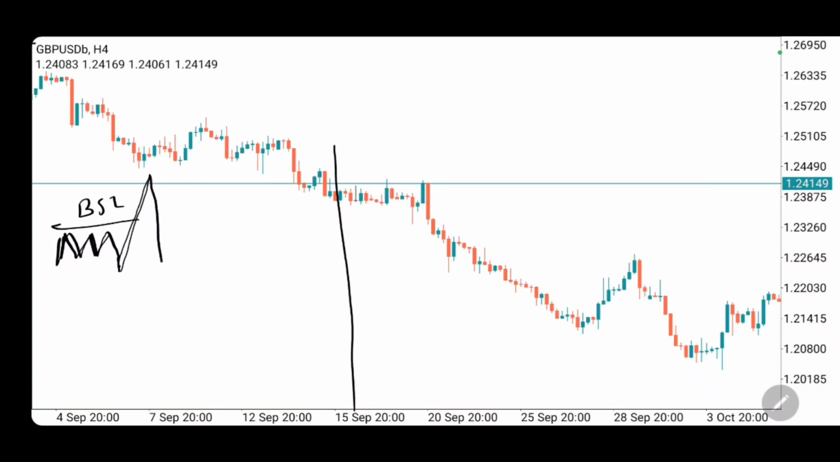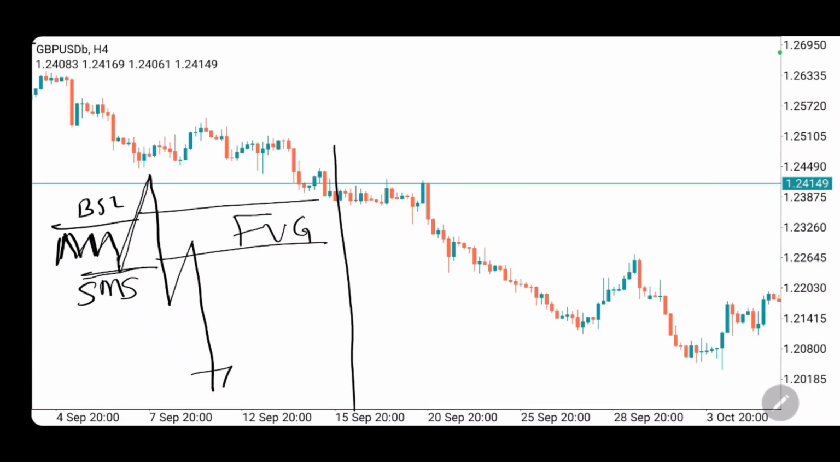And now you have a shift. We call it a shift in market structure. When the market breaks down the candle that caused the buy side liquidity, takes it out, now you get into the trade on an FVG. You enter a sell trade on the FVG. This is the sell scenario of it.